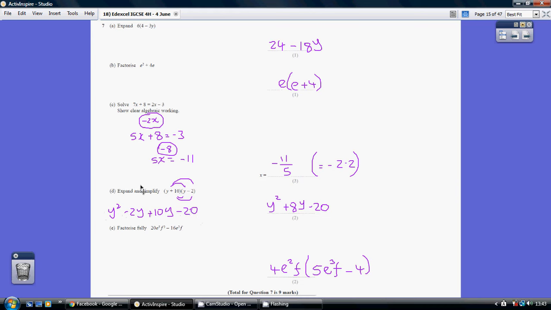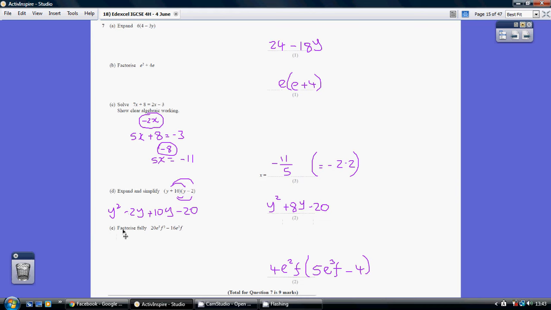We now need to simplify, so we gather together like terms. Well, this is the only y squared, so it stays where it is. This is the only normal number, that stays where it is. The only like term we have is y's. We've got minus 2y plus 10y, and the net effect of those two is plus 8y.